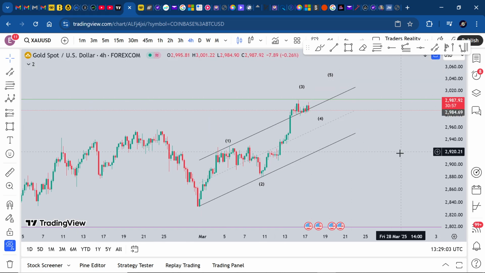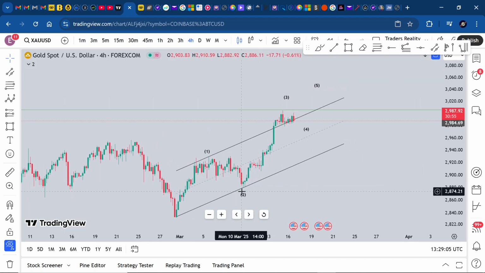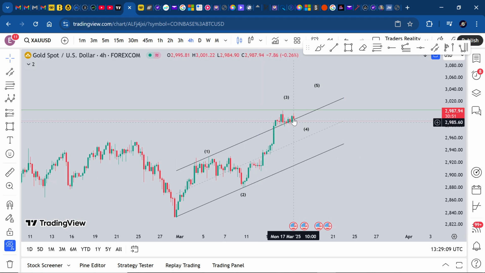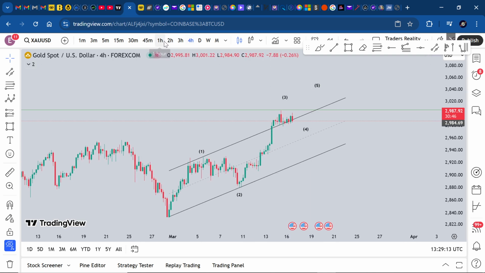It's not a tradable area. I wouldn't trade this zone. 1, 2, 1, 2, 3, 4, 5, 4, 5. It's that type of behavior I'm expecting here.